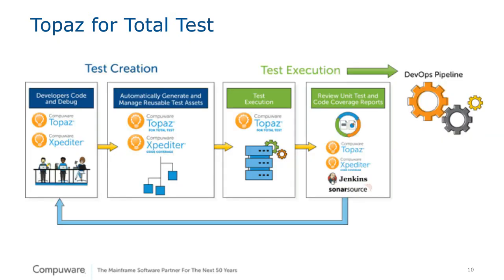So this is a graph showing what you can do with Topaz for Total Test. You can leverage Topaz and Expediter to debug your applications. Once you're comfortable with that application, you can generate that test case, and then you can move it up into your pipeline and automate this process once you have created a good test case for that application.